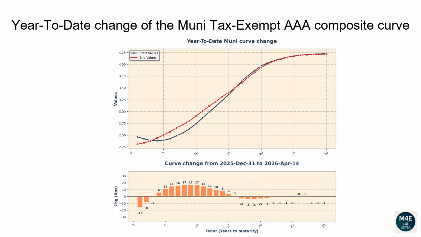The 1-year tenor changed -16 basis points. The 2-year tenor changed -8 basis points. The 5-year tenor changed 11 basis points. The 10-year tenor changed 17 basis points. The 20-year tenor changed -3 basis points. The 30-year tenor changed -1 basis points.